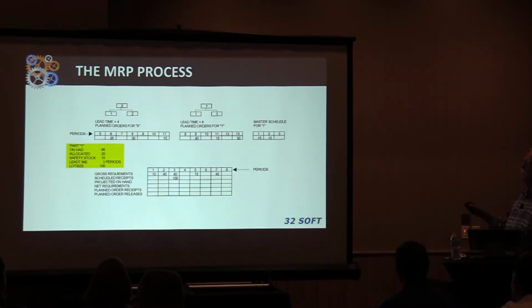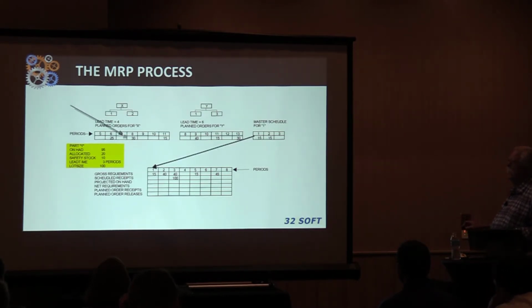If you look at it from an explosion point of view, here we've got X and Y. Part number 1 goes into both. We've got a lead time of 4 to build X's and 6 to build Y's. We've got 95 on hand, an allocation of 20, we'll talk about that in a second. A safety stock, I'm allowing to do later. Lead time is 3 periods and lot size is 3. So you can go in and MRP is going to explode down, planned order release of the parent becomes the gross requirement of the component.